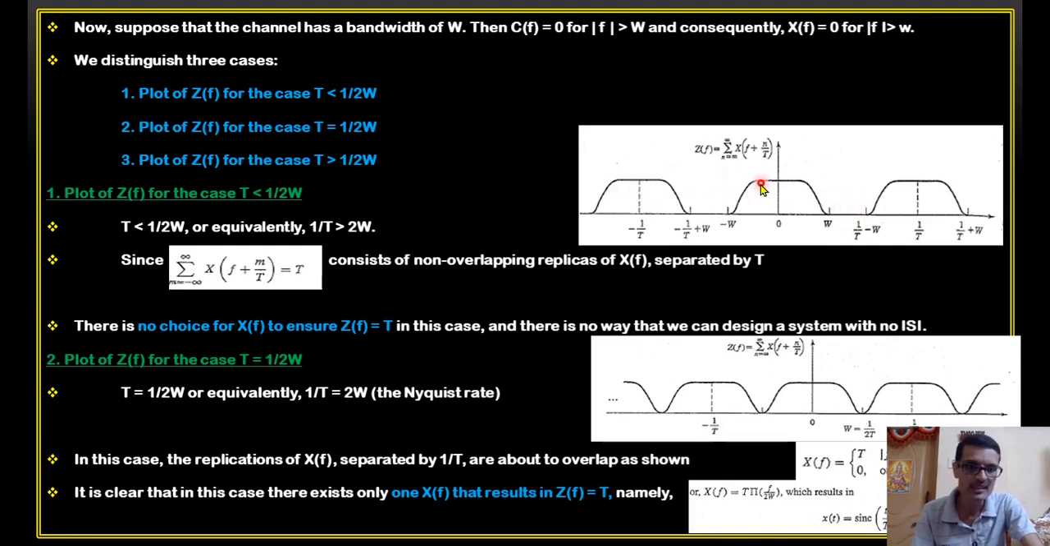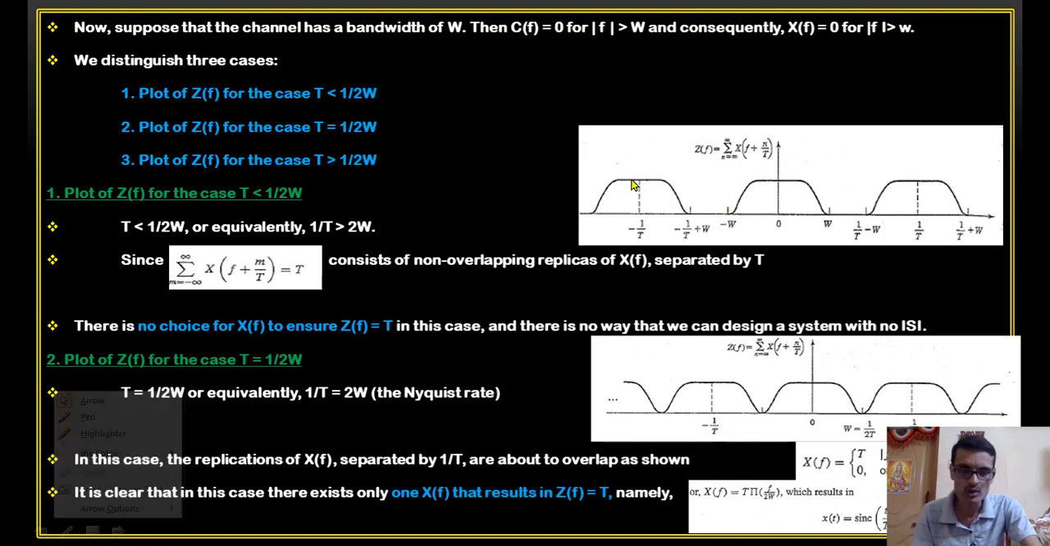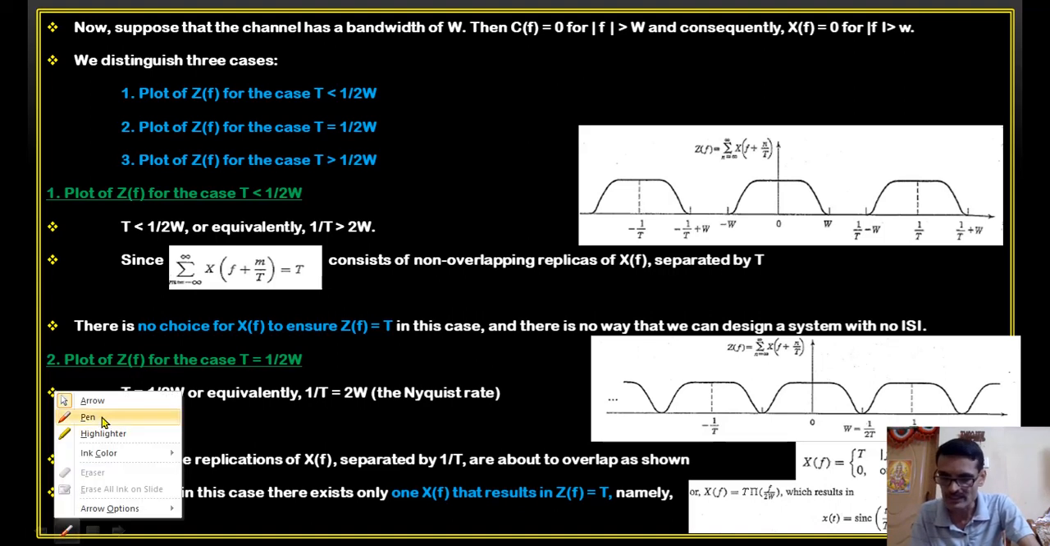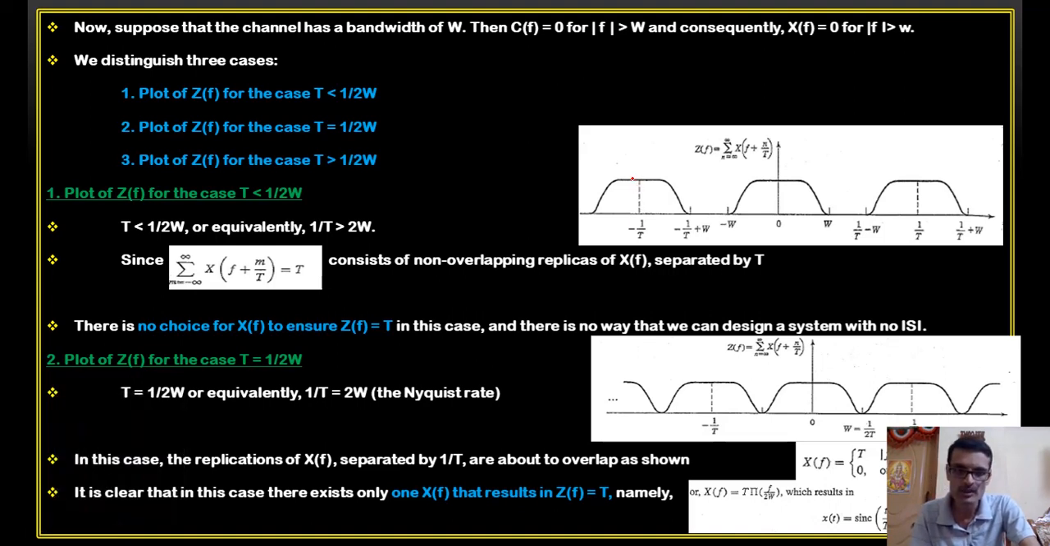I won't get this equal to T. This spectrum should be equal to T. That's what I have to get. Just one second, I take a pen here to explain the concept. So this straight line should be equal to T. Will I get it? This is the question.